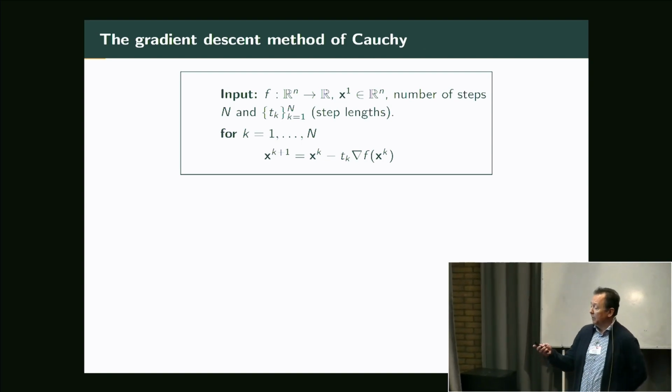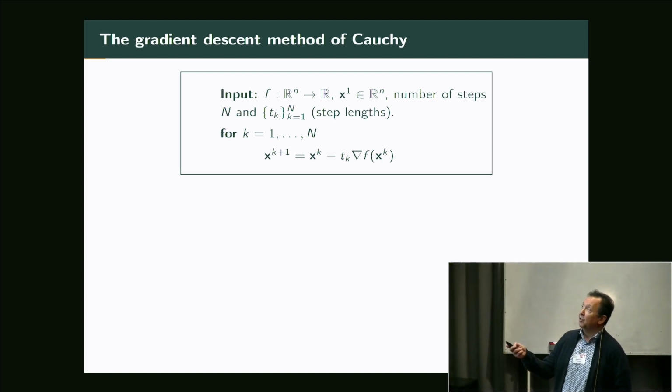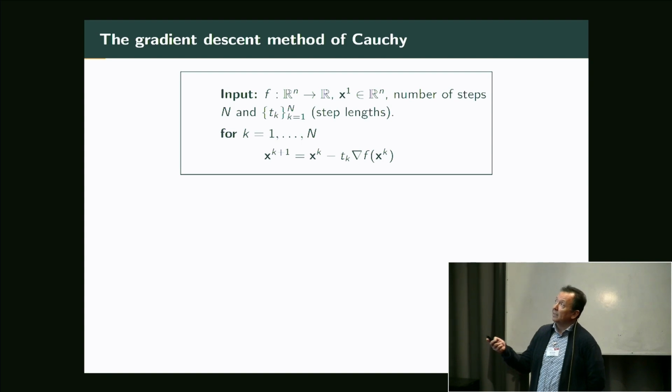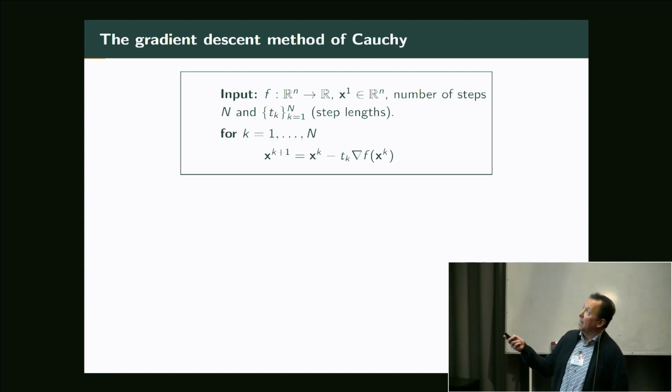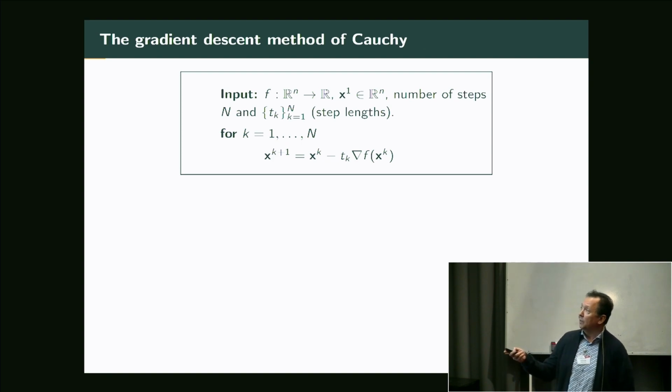So the idea is that we aim to minimize some input function f. It's a function of n variables, a real valued function. We are given a starting point in Rn, which I call x1. We are given a number of steps that we wish to perform of this iterative method, capital N. And we are given step lengths, which are just positive scalars. And then we are doing the following iterative process.